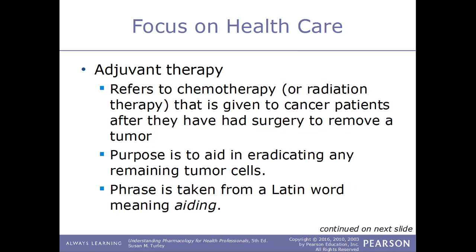The term that we'll go over here: adjuvant therapy. This refers to chemotherapy or radiation therapy that's given to a cancer patient after they've had surgery to remove a tumor. And the whole purpose of adjuvant therapy is to help in eradicating any remaining tumor cells. And the phrase is actually taken from a Latin word meaning aiding.